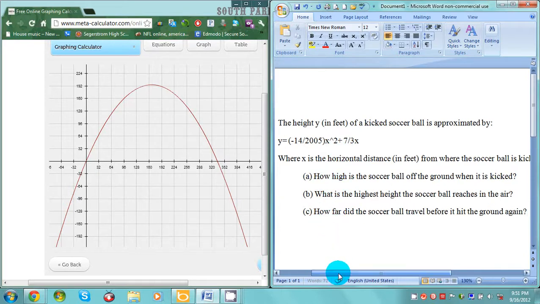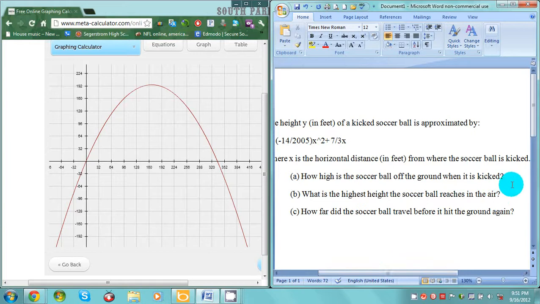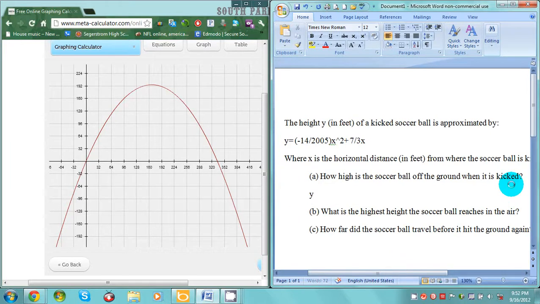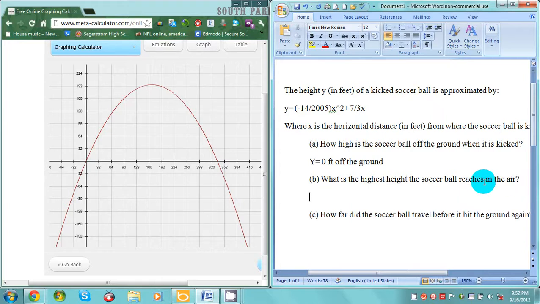Well, the first question asks, how high is the soccer ball off the ground when it's kicked? Like I said, it's 0 feet, it doesn't have any wind up, but if you wanted to use a calculator, you'd hit second, calc, then value, and then x equals zero, and you'd get y equals zero. So that's what I got: 0 feet off the ground. You always gotta put units, guys, or else it'd be zero what? Zero penguins or whatever.